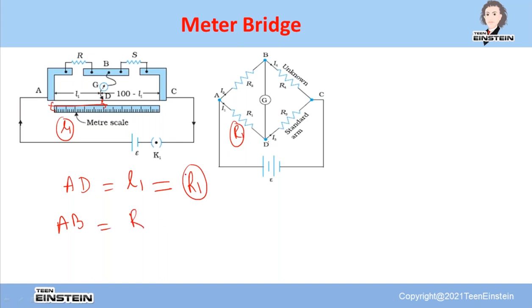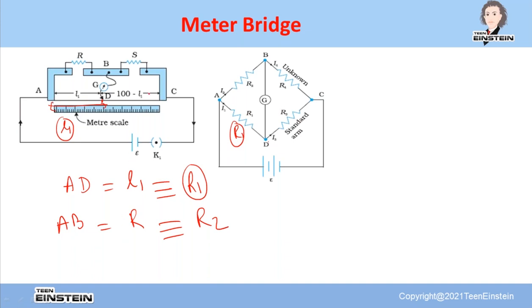This is equivalent to your AB means R2. Okay, this is equivalent. This is a very simple way to remember. Otherwise, arbitrarily you may not be finding out the arms. We'll just compare between this Wheatstone bridge and meter bridge, and we'll compare the resistance of which one is which arm, like which one is equivalent to which arm.